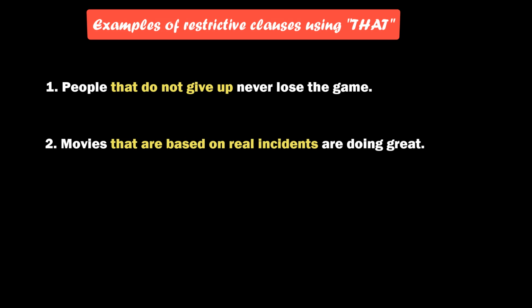So we're using a defining clause, a restrictive clause, to specify the noun that we're talking about. Which movies? Movies that are based on real incidents are doing great. And if you try to take it out, your sentence will stop giving the same meaning. Movies are doing great. I'm talking about all the movies. No, this is not what I meant in the first place. I meant movies that are based on real incidents are doing great. So you cannot take a defining or restrictive clause out of your sentence, and if you do, your sentence will stop giving the same meaning.